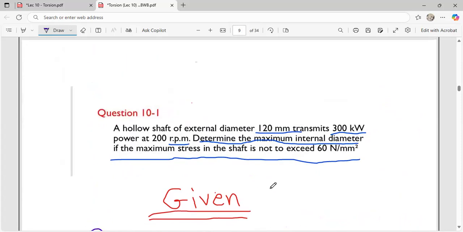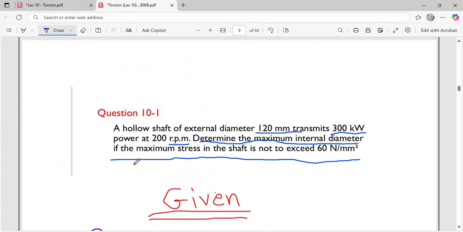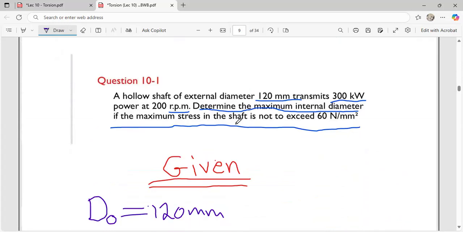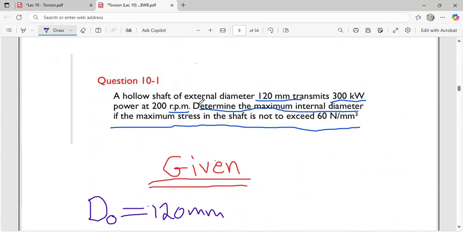Okay. So we should determine the maximum internal diameter. Let's denote that by DI. Because the question is saying a hollow circular shaft, you should know the formula that we're going to be using. It's definitely going to be the second formula that I asked you to write down. In terms of a hollow circular shaft, that is the first thing that should come to mind.